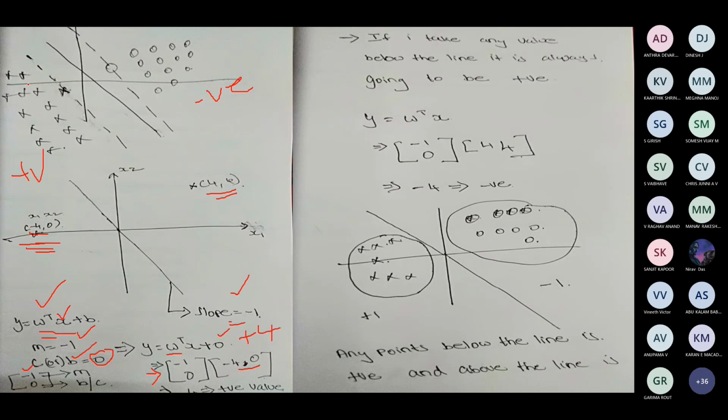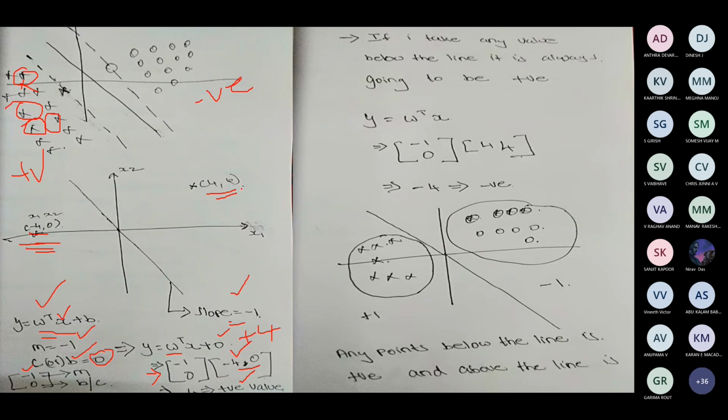So if I take any value, students, can you see? In this case, I have taken this point somewhere over here, which is -4, 0, on the plane. But if I take any point here, students, whatever may be the point, and put it in the place of x, it is always going to give me a positive value.